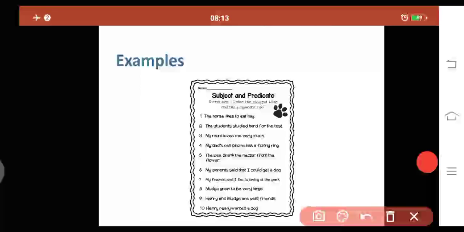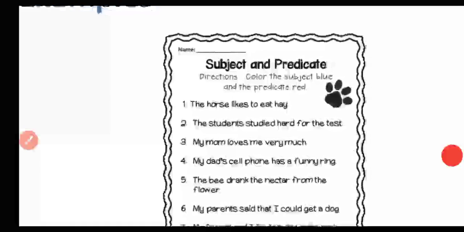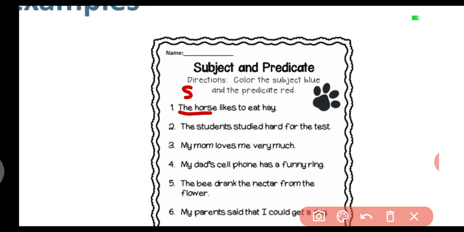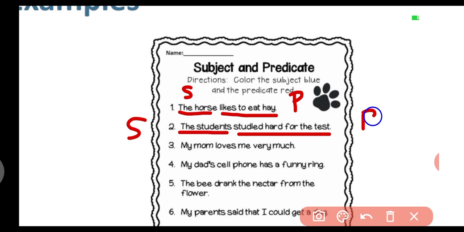Here we have a few examples. The horse likes to eat hay. What the person or animal is doing, that is what you call the subject. So here the subject is the horse, and what action it's doing, likes to eat hay, that's the predicate. So the horse is the subject and likes to eat hay is the predicate. The student studied hard for the test. The student is the subject. Studied hard for the test is the predicate.